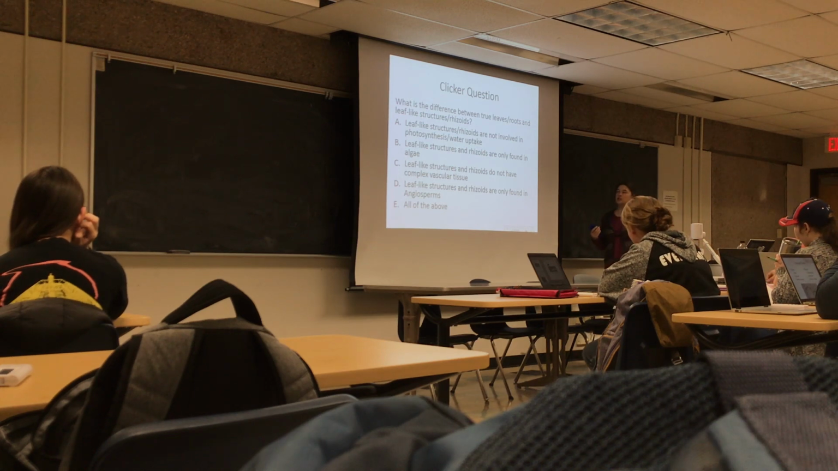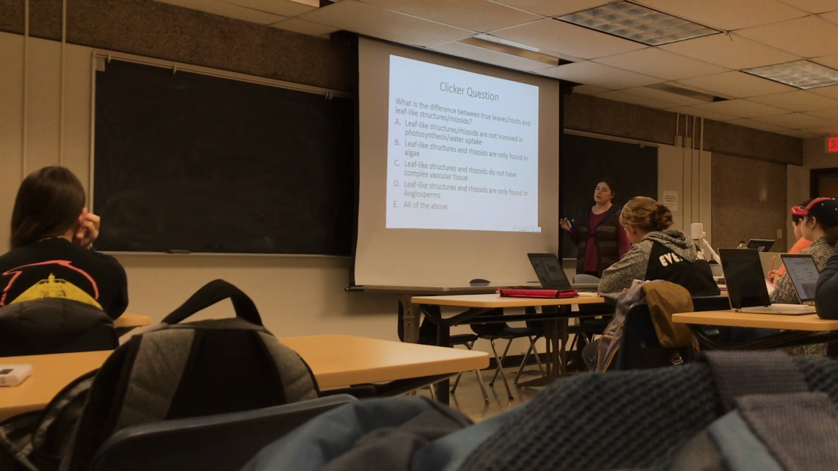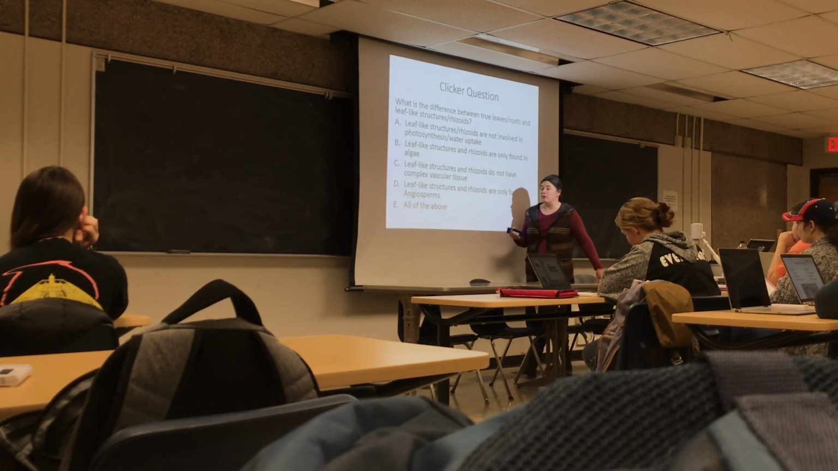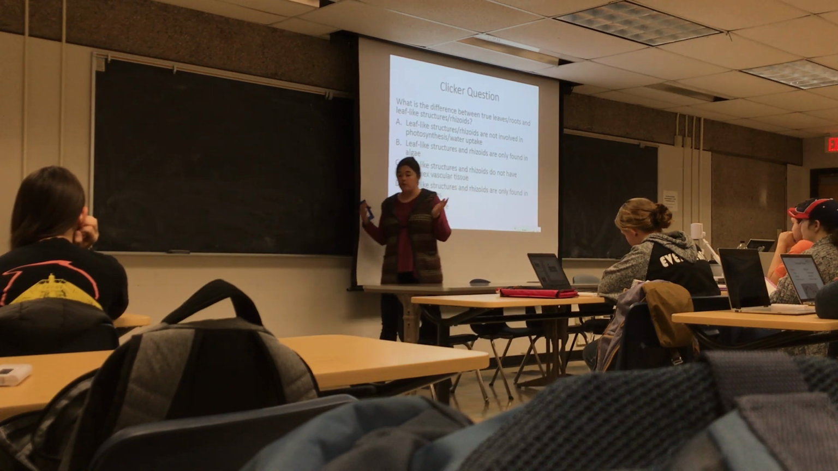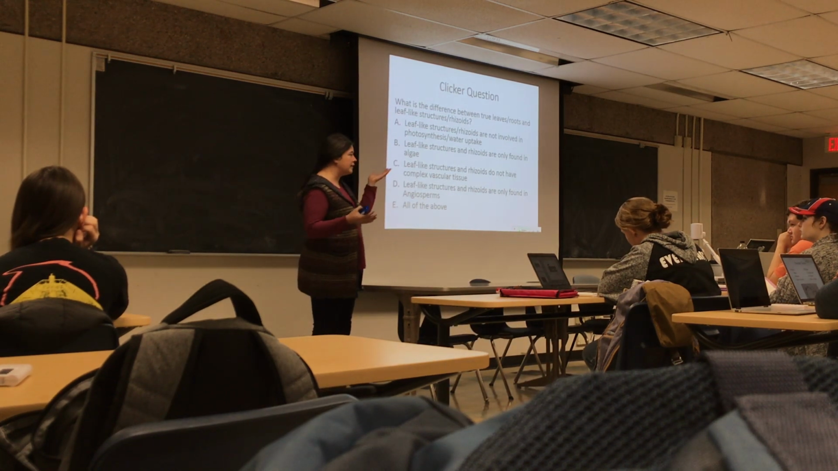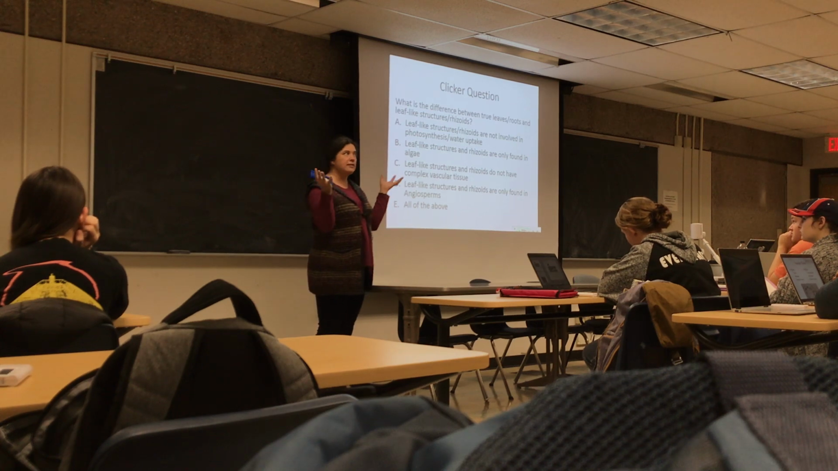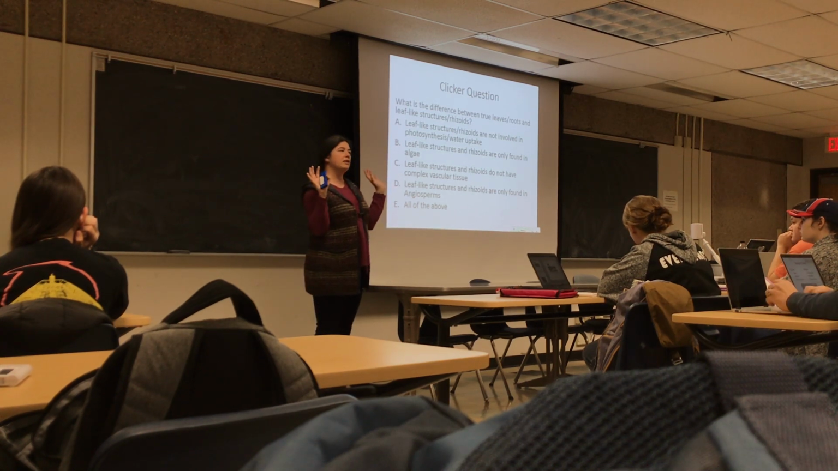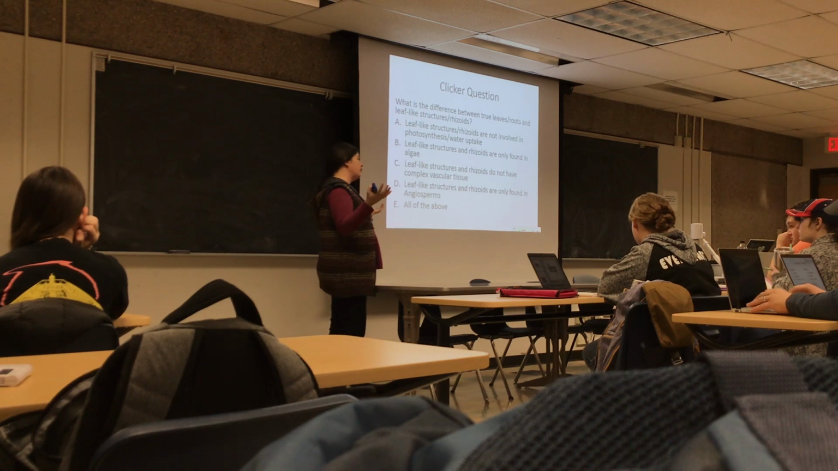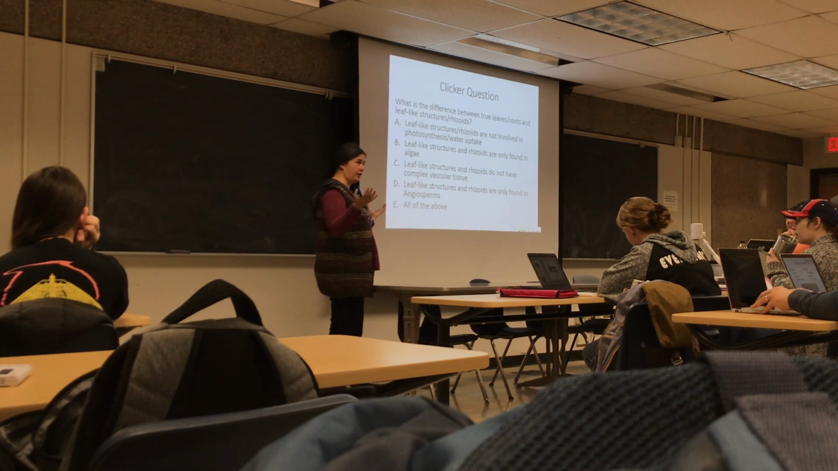this is just a definition type of thing. For something to be considered a true leaf or a true root, it must contain vascular tissue. Leaf-like structures and rhizoids have the same functions as leaves and roots, but they don't have complex vascular tissue. If you look closely at a bryophyte, for example a moss, you'll see little things that look like leaves, but technically they are not leaves because bryophytes are non-vascular plants.